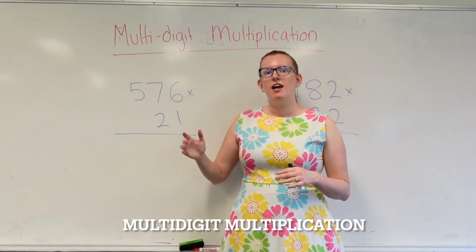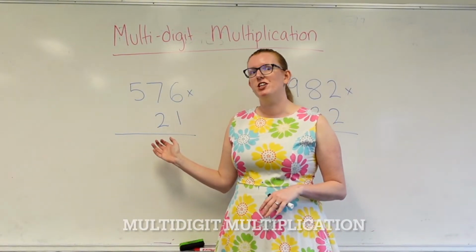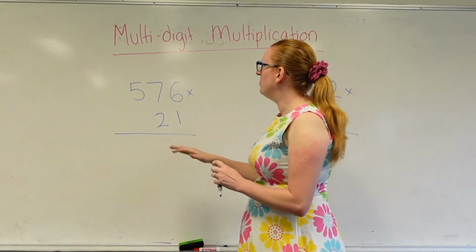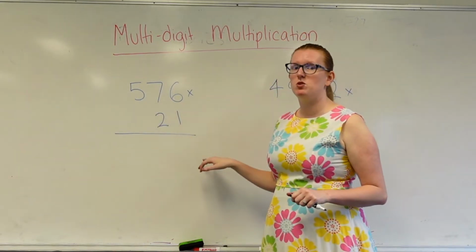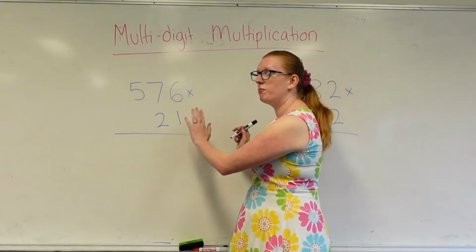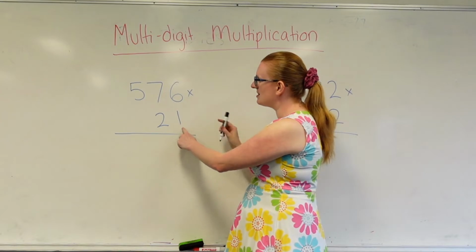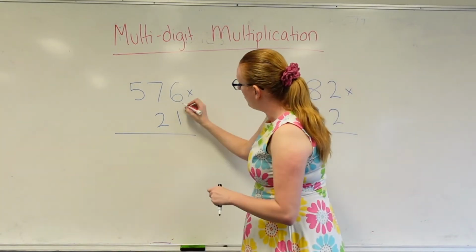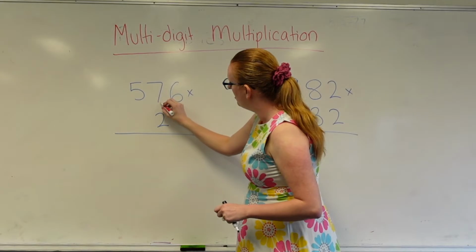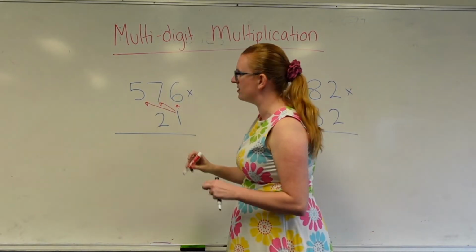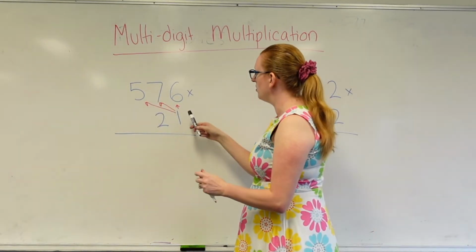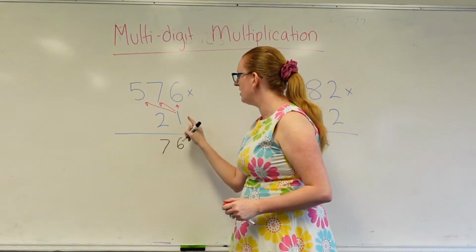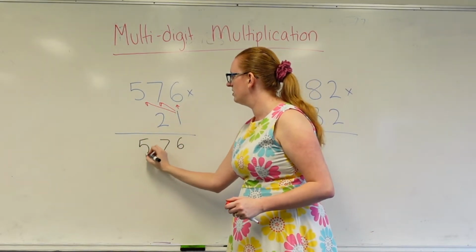Okay, today we're going to look at how we do multi-digit multiplication. So we're going to use an algorithm to solve these questions. Here we've got 576 times 21. Alright, so when we're doing multiplication, we're always going to start on the right hand side. So we're going to start by multiplying 1 with each of these three numbers. Okay? So 1 times 6 is 6, 1 times 7 is 7, and 1 times 5 is 5.